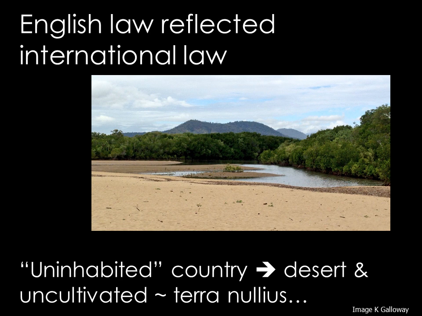English law reflected international law. So while at international law we had this concept of uninhabited country. So remember back to that image of the bucolic farmland and the idea of settlement and the idea of what it meant to be inhabited, contrasted with what the English saw in Australia. We've got this idea of uninhabited country, and it was represented within the common law itself. So this wasn't a question of international law, but there was an equivalent doctrine in English law itself, which is referred to as desert and uncultivated. And this was effectively an equivalent of the idea of terra nullius.